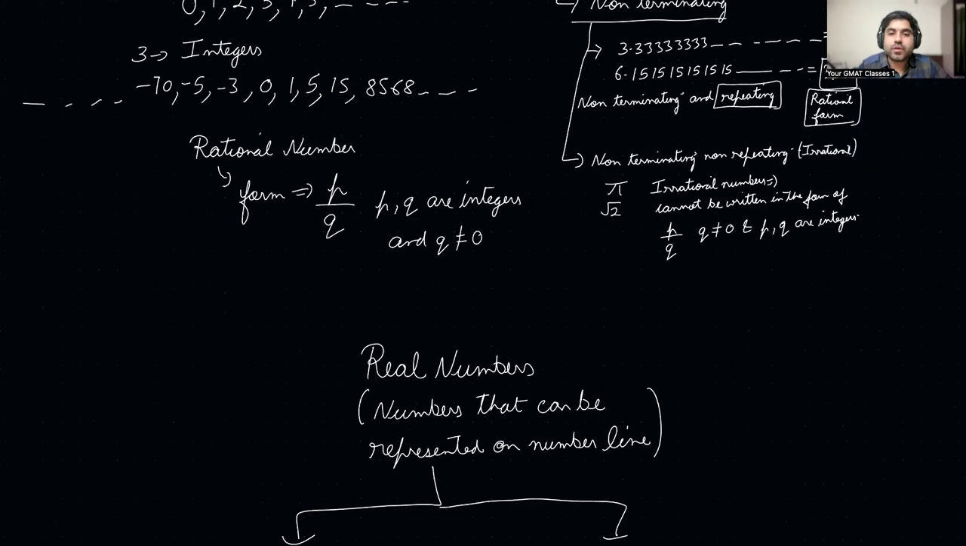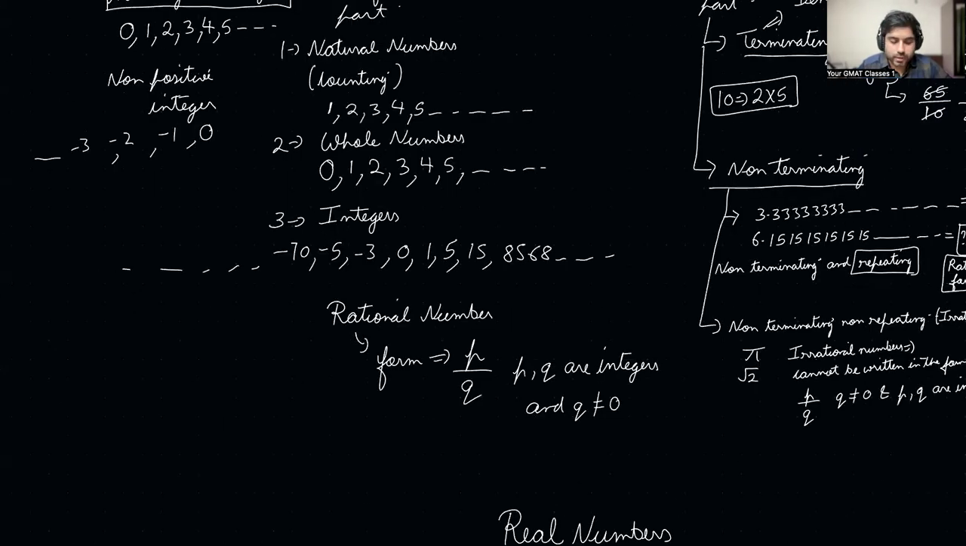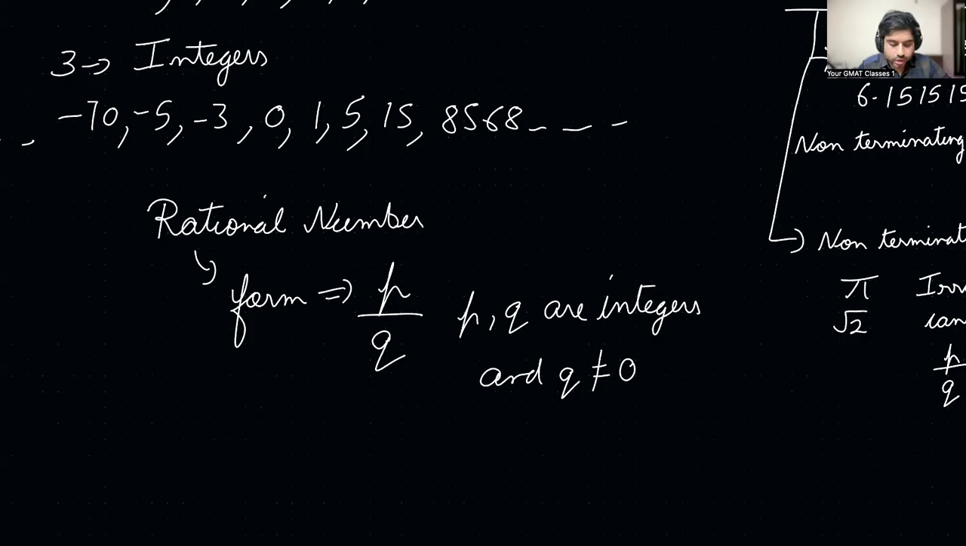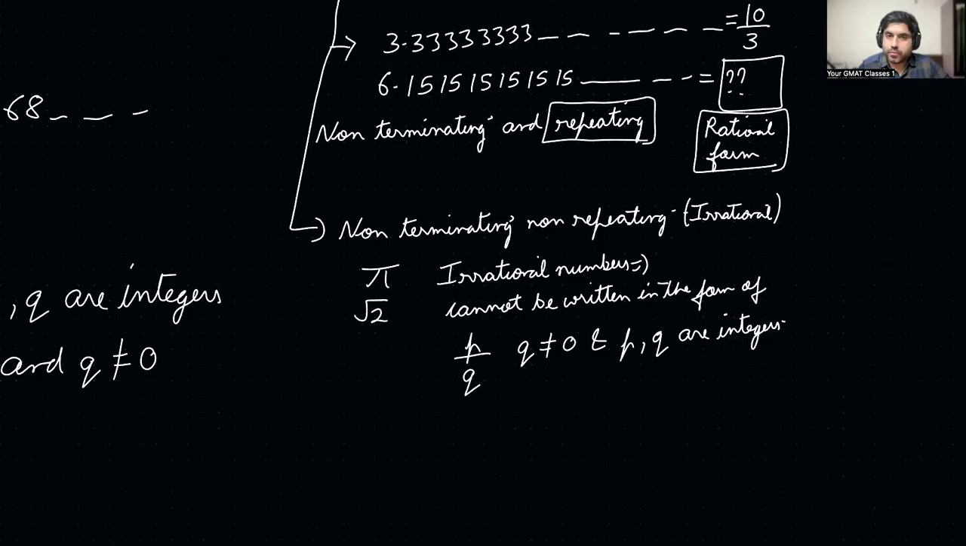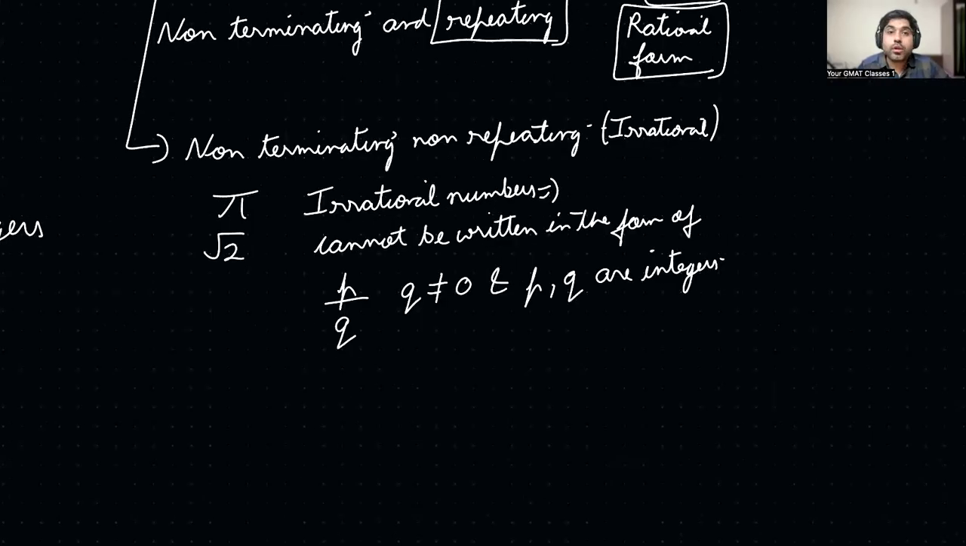Rational numbers are the kind of numbers which can be written in the form of p by q, where both p and q are integers. And irrational numbers are the kind of numbers which are non-terminating, non-repeating. Like pi, we are still finding decimal values of pi.